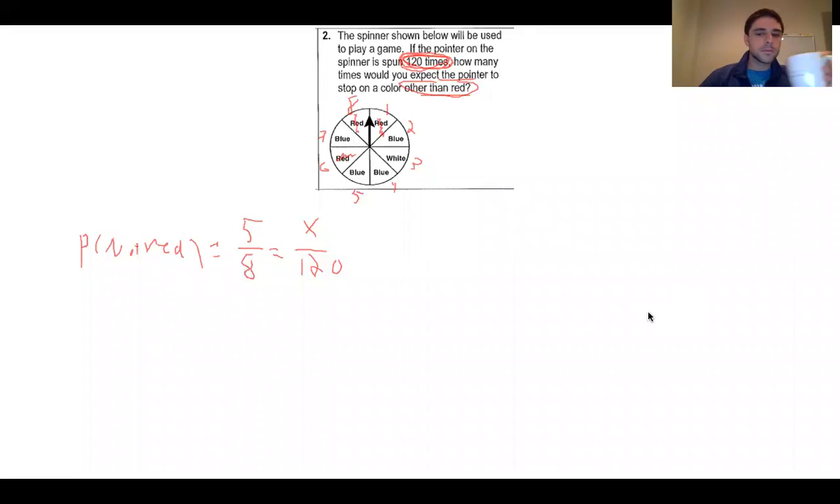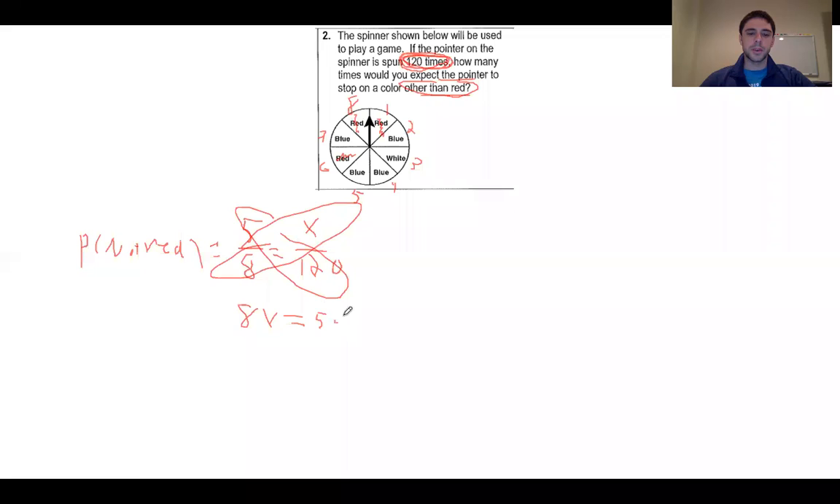So how do we solve for x? Right, butterfly method, cross multiplication. So we have 8x equals 5 times 120. 8x is just 8x. 5 times 120 is going to give us 600. Divide both sides by 8. And what is x going to equal? If we spin the spinner 120 times, how many times do we predict that the pointer will stop in a color other than red? What is x going to be?